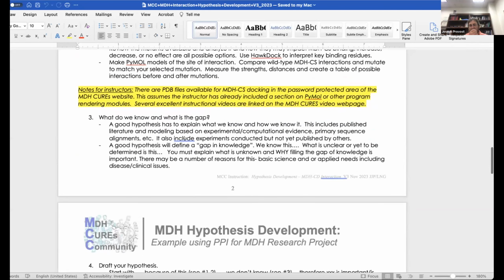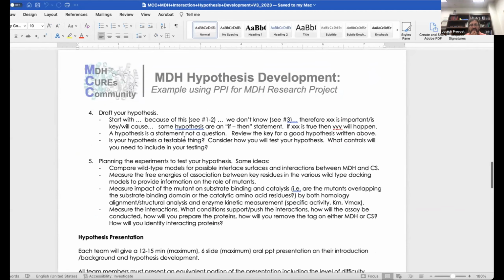And I really am looking forward to trying to find some time to remold this into what we saw that Ellis has been putting together with Betsy and some others. I tell them to draft their hypothesis, and this is my mode, but I would now definitely include the three things. Start with: because of this, see number 1 or 2 above, we don't know this, the gap. Therefore, X is important and will cause or be important for these things.